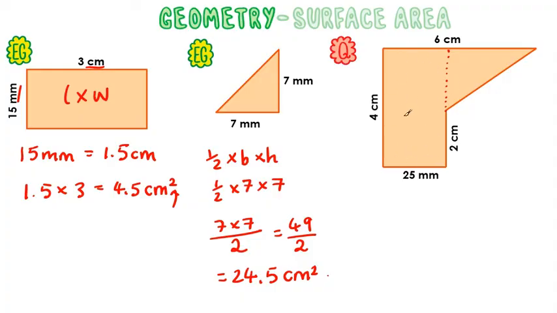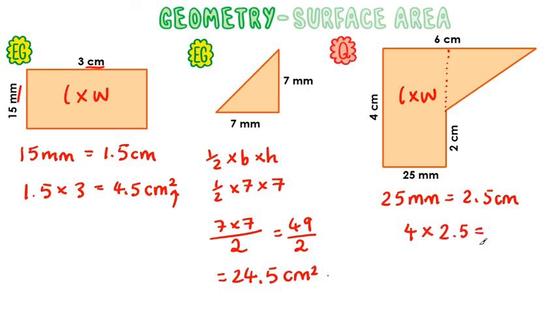So starting off with the rectangle, the length times the width. We've got 2 different units. Let's turn the millimeters into centimeters because everything else is in centimeters. So 25 millimeters, if we just divide by 10, gives us 2.5 centimeters. Then we're just going to times our 4 with our 2.5 to give us the surface area of the rectangle, and that's 10. Now we need to do our triangle.